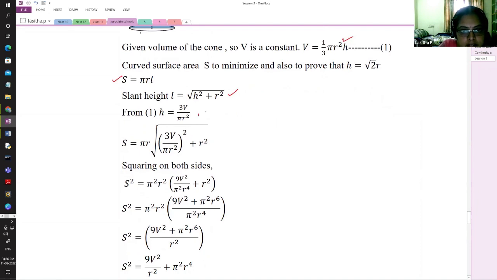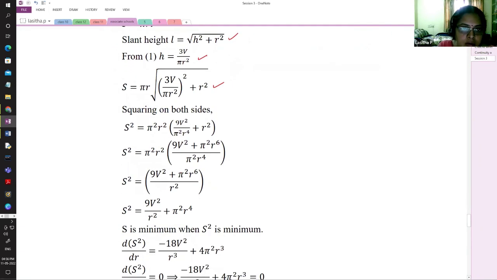And then express the function which is to be minimized here, the curved surface area S, in a single variable. R is the variable here. So differentiation has to be done with respect to R. Squaring on both sides, we will get all these expressions. I don't think we need any explanation for this.